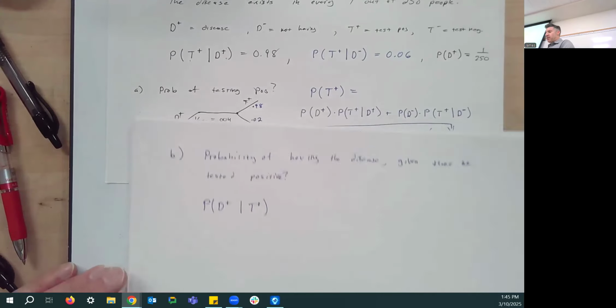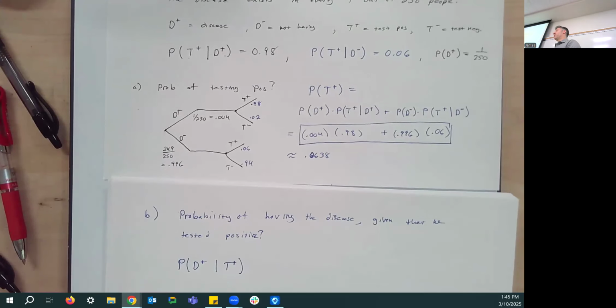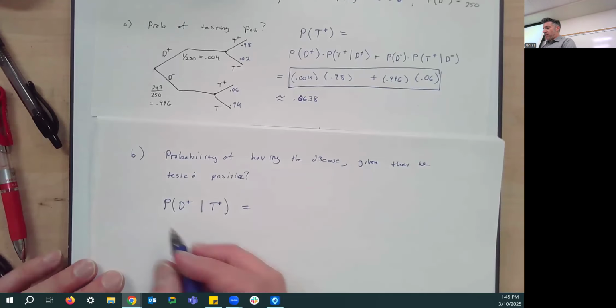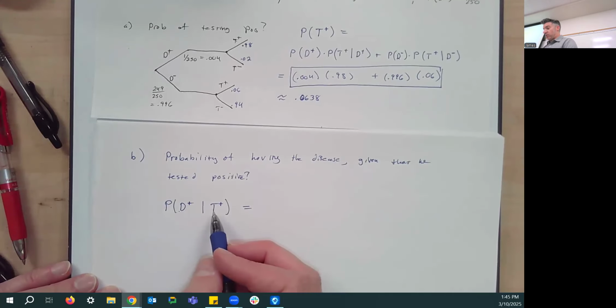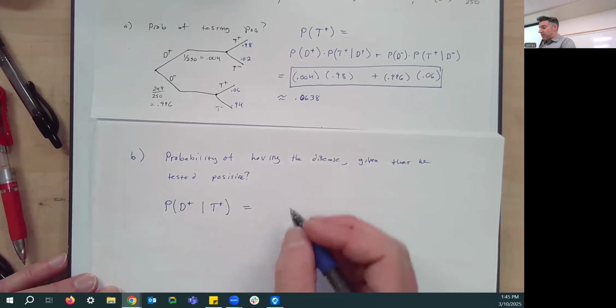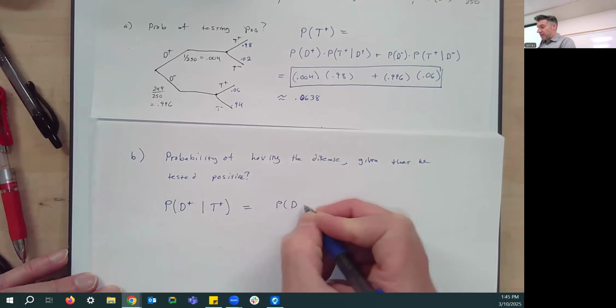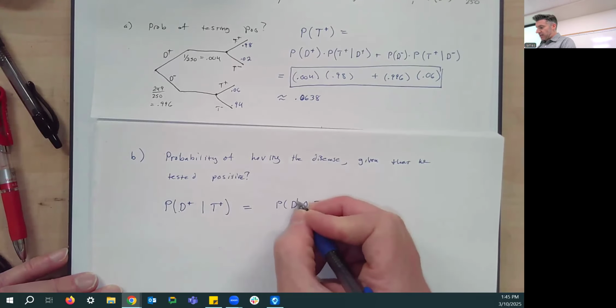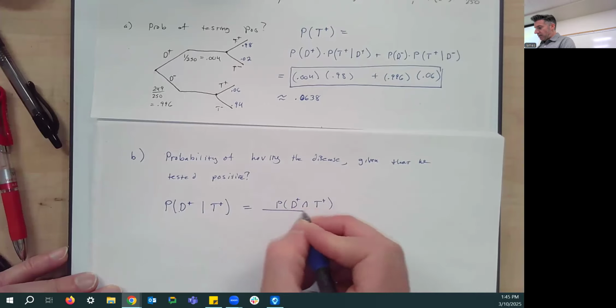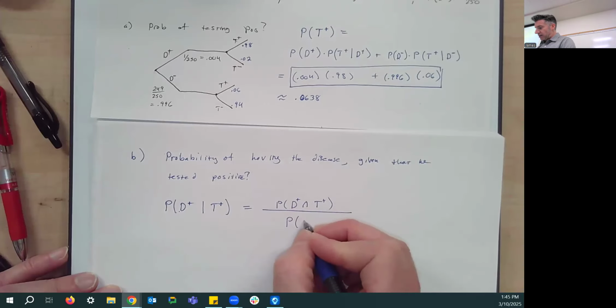And again, this is where the formula that I think of in my head for a conditional probability is the first step, and then the tree is the second step. So here's really the only step I actually want to write out formulaically. The probability of having the disease given that we had a positive test is the probability of having the disease and having a positive test divided by the probability of a positive test.